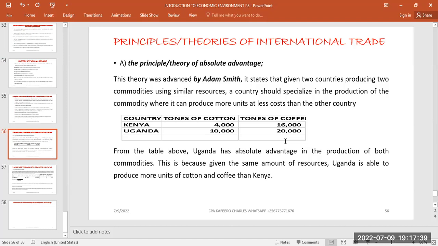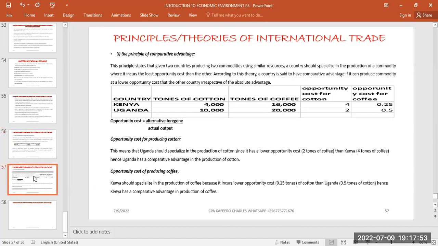So by understanding the weaknesses brought by the absolute advantage, we introduced another theory, the theory of comparative advantage. This is our second theory, the principle of comparative advantage. And for this theory, it says that given two countries, we are still on two countries, they are producing two commodities and they are using similar resources.